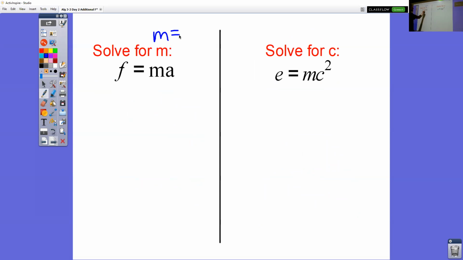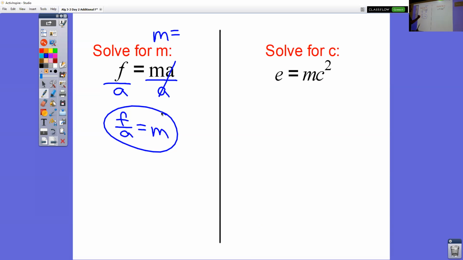The opposite of times is divide. So we want to get that m all by itself. So we want to divide by a and divide by a, because that way those a's will cancel out. So all that we have here is F divided by a equals m, and that's our answer.